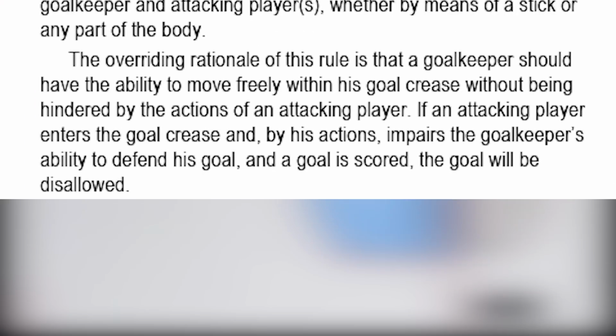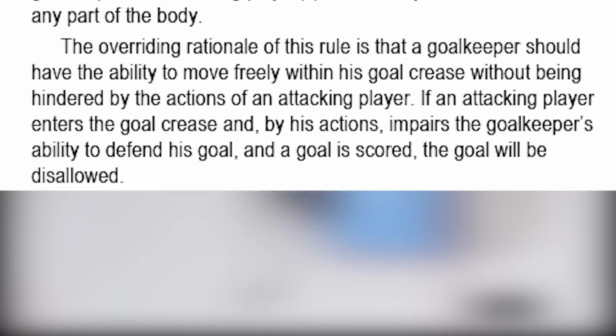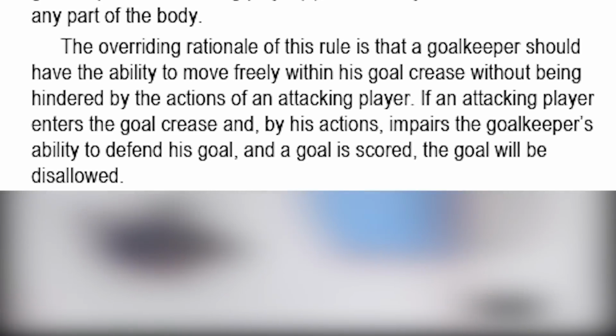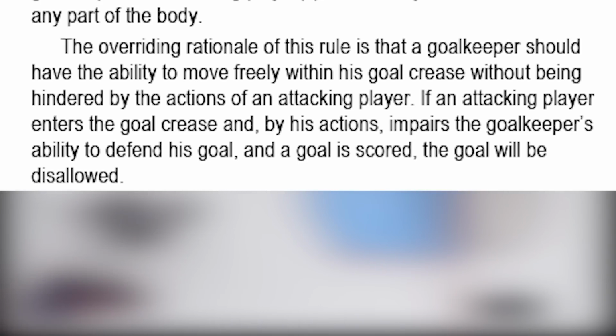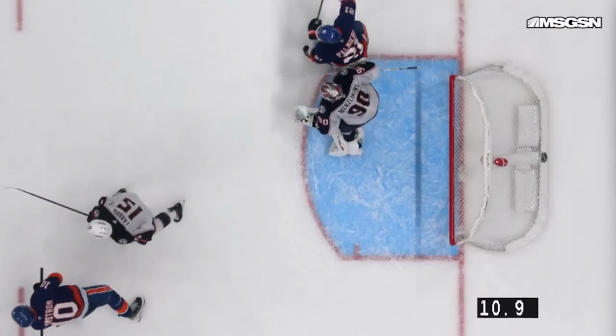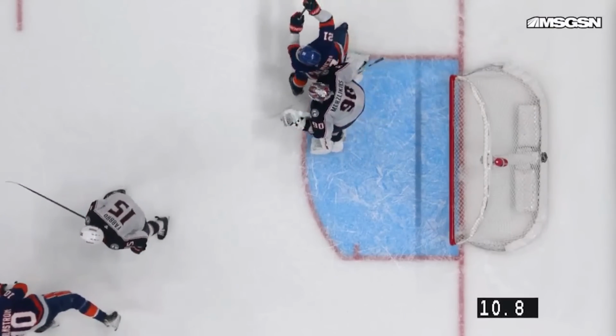The overriding rationale of this rule is that a goalkeeper should have the ability to move freely within his crease without being hindered by the actions of an attacking player. This is important. If an attacking player enters the goal crease and by his actions impairs the goalkeeper's ability to defend his goal and a goal is scored, it will be disallowed. So a lot of people see that rule and think, okay, Palmieri was out of the crease, it was incidental contact, but this is the confusion. It's not the position of the player, it's the position of the goaltender.